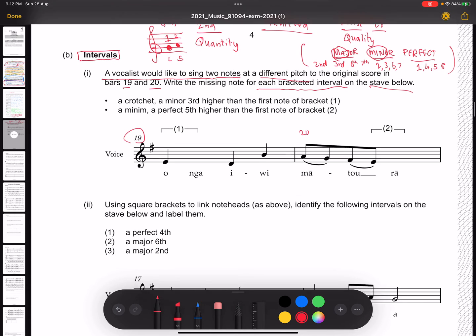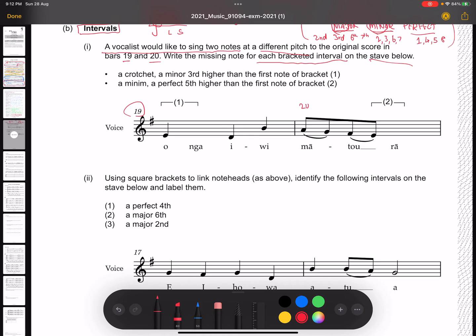Okay, so let's tackle this question. We have to use a crotchet, or what we call a quarter note. This is a crotchet. A minor third higher than the first note of bracket 1. So here's our bracket 1, and here's our first note, and this note has to be a third higher than this note, which is an E.